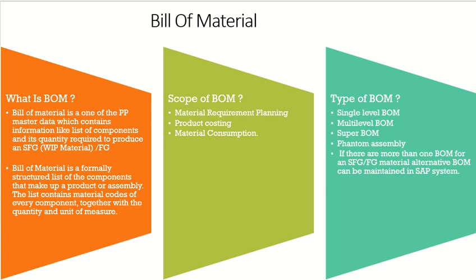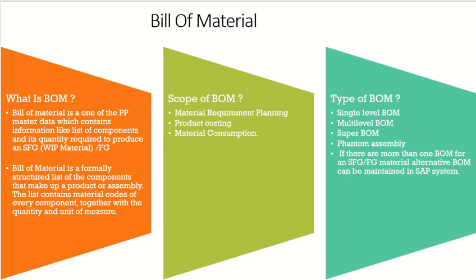Bill of material is a formally structured list of components that make up a product or assembly. The list contains material codes of every component together with the quantity and unit of measurement. So basically, in BOM we define which components are to be used to produce any finished good product and how much quantity will be required to prepare a finished good product.